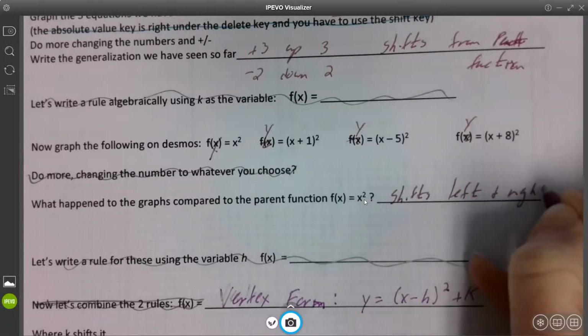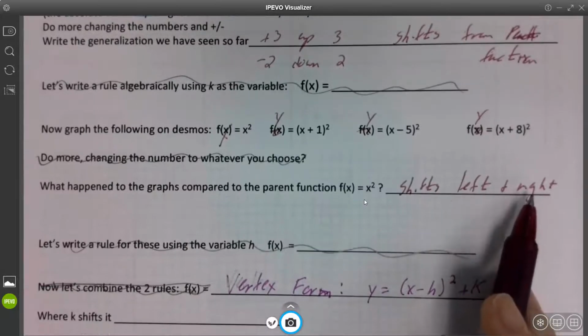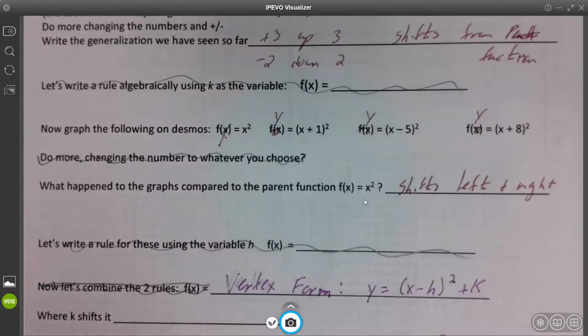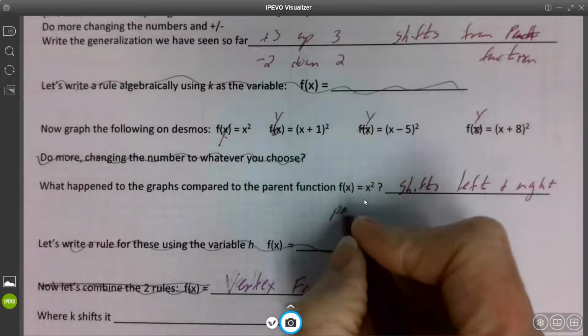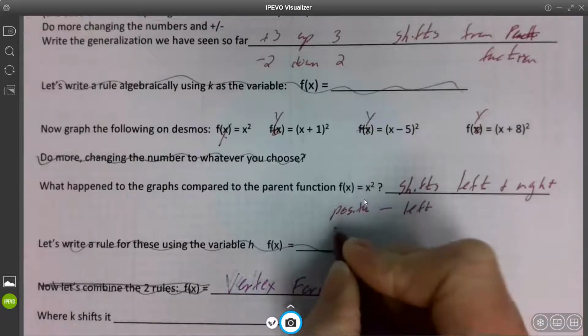So we know that this one shifted up, left and right. This one went up and down. This one went left and right, okay? And notice too, with this, that what is happening is that if I have a positive inside, it goes left. It's like it goes in the opposite direction.